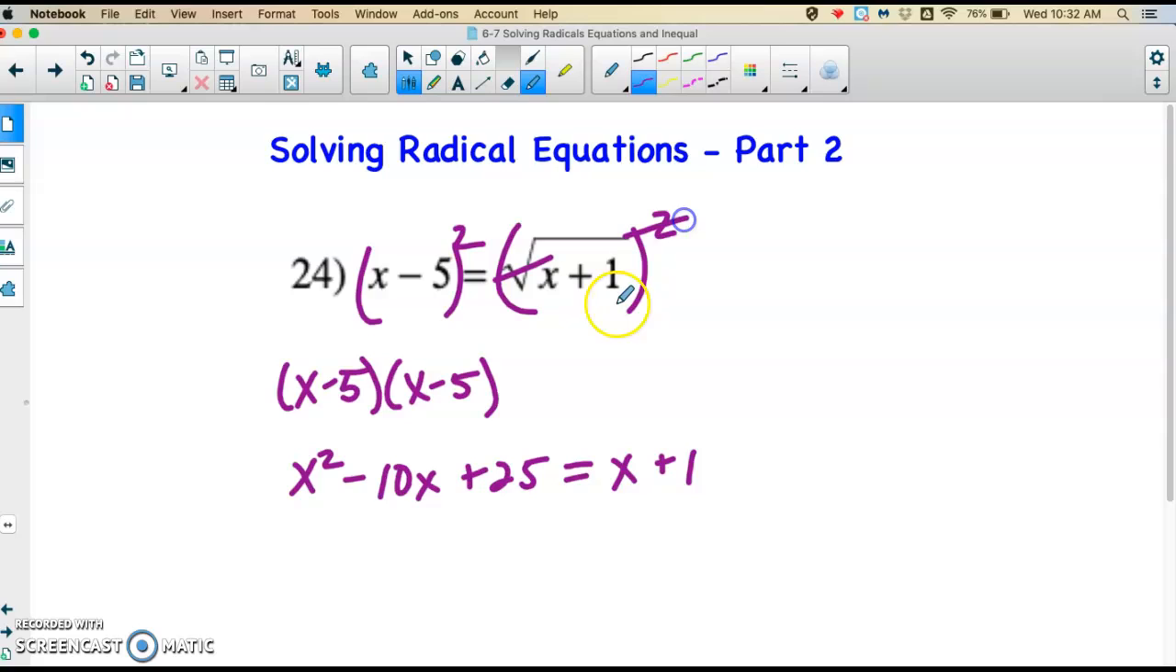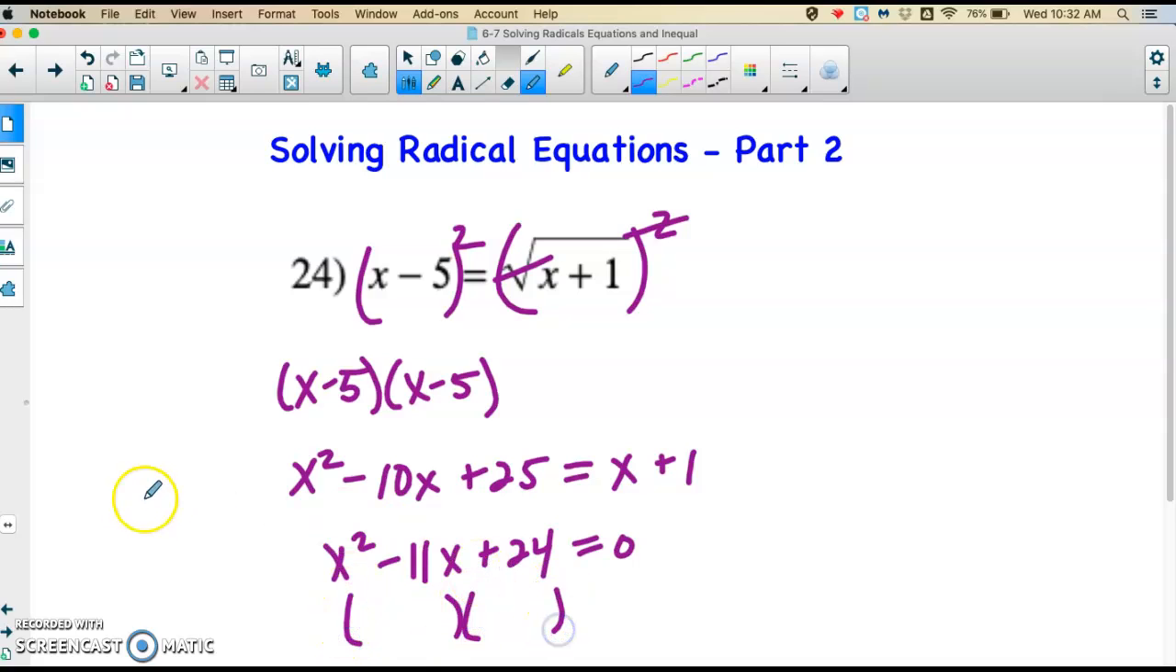So this goes ahead and cancels that out. And then let's go ahead and get everything to one side. We've got to set it equal to 0. So it ends up being x squared minus 11x plus 24. And let's go ahead and factor that.